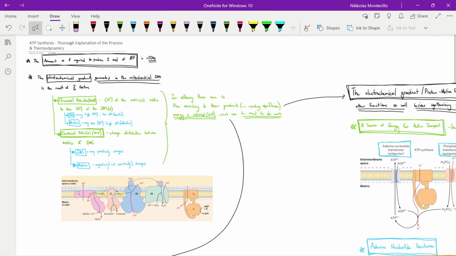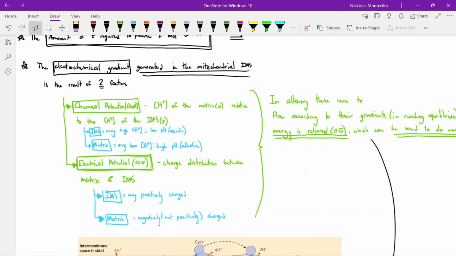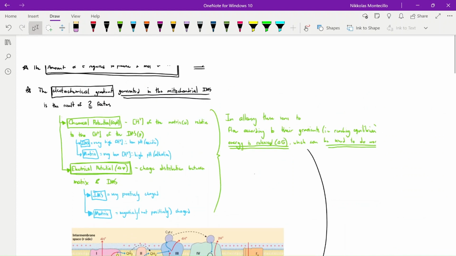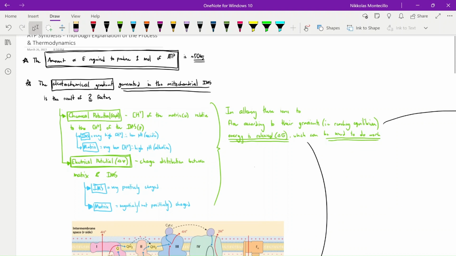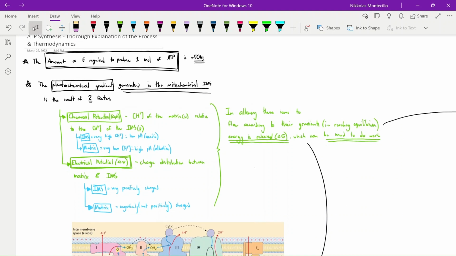An idea of how to quantify the energy associated with the electrochemical gradient, and now that we're aware of its two factors, which is the chemical potential and the electrical potential. We understand that there's a natural flow of ions moving from the IMS to the matrix, right? So H protons are usually moving through ATP synthase and in doing so releasing a specific amount of energy.